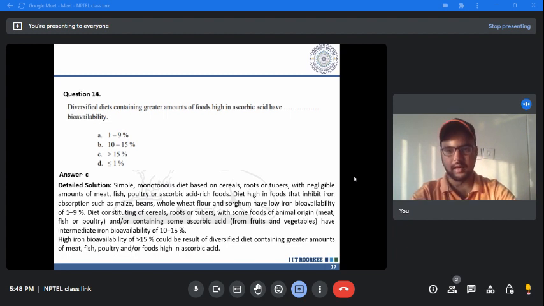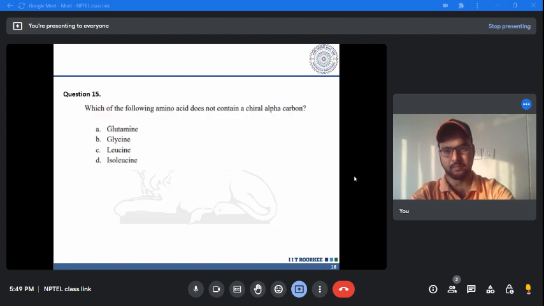Diets consisting of cereal, roots, and tubers with some food of animal origin, meat, fish, or poultry, or containing ascorbic acid, have an intermediate iron bioavailability of 10 to 15%. And high iron availability, more than 15%, could be the result of a diversified diet containing a greater amount of meat, fish, poultry, or food high in ascorbic acid. So your answer is C, more than 15%.